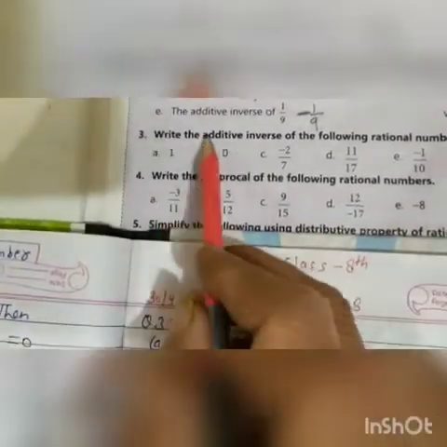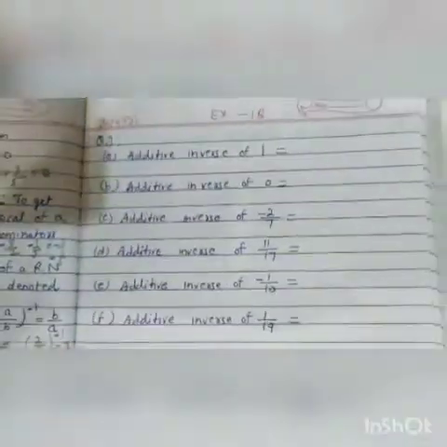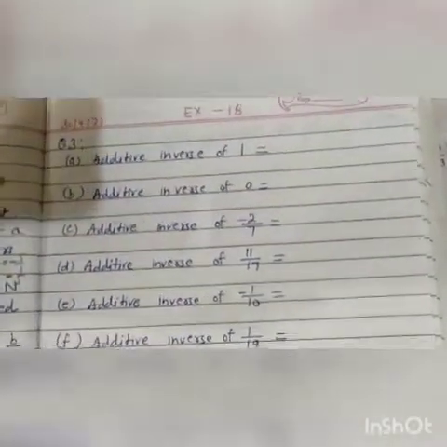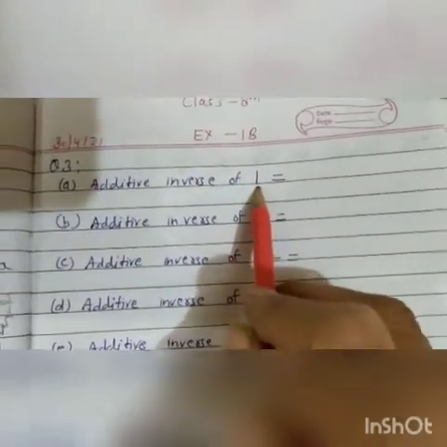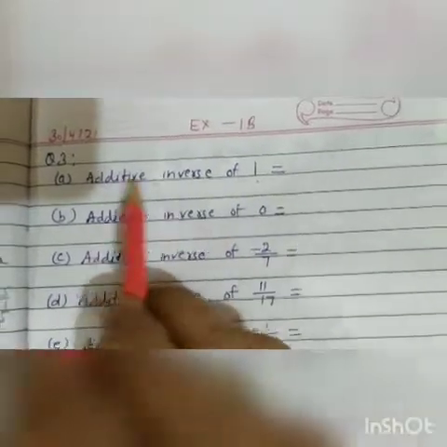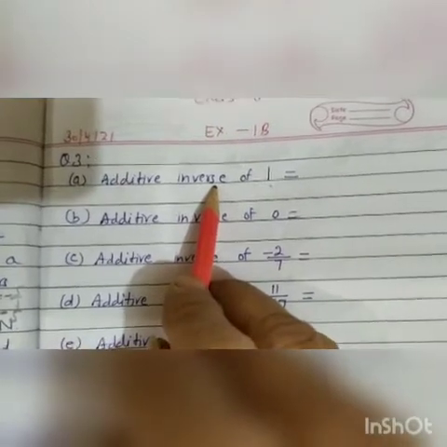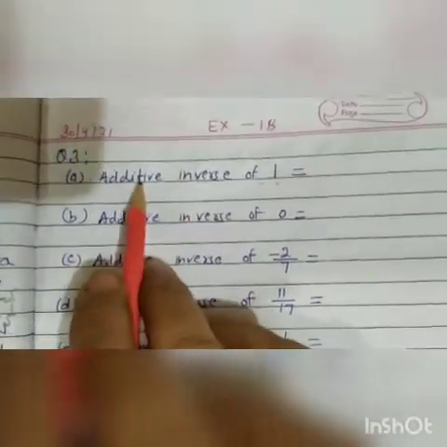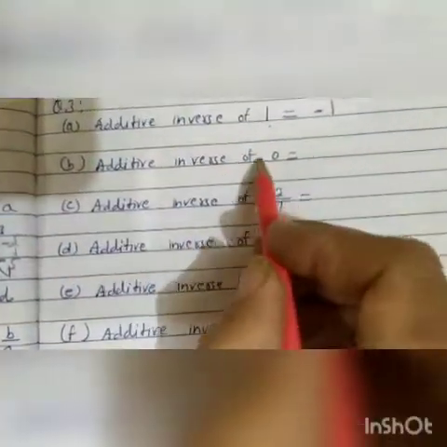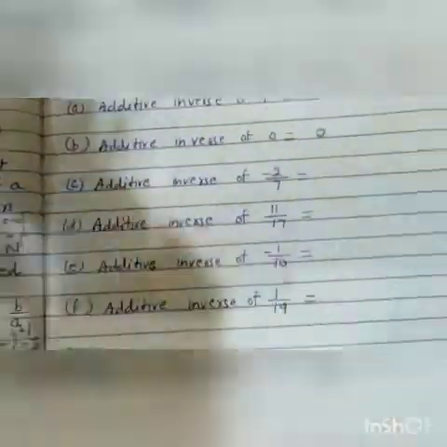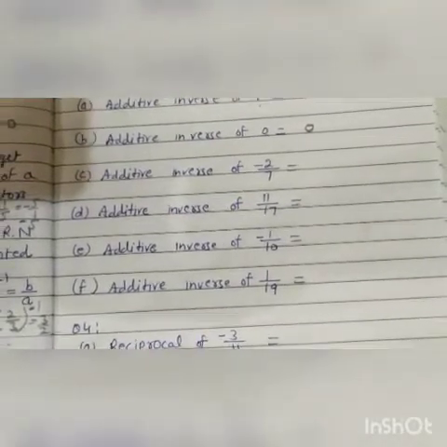Question number 3. Write the additive inverse of the following rational numbers. I have written this question here like this. Now we will do additive inverse of 1. What is the additive inverse of 1? To write the additive inverse, we change the sign. So additive inverse of plus 1 will be minus 1. Additive inverse of 0 is 0 because there is no sign in 0. Neither plus nor minus. Additive inverse of 0 is 0.